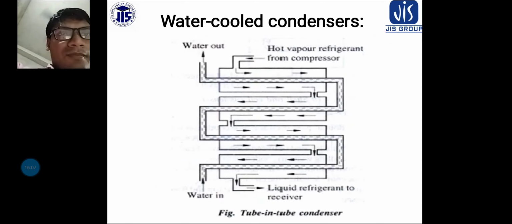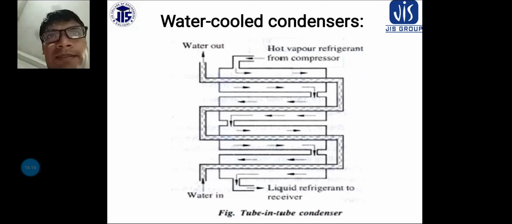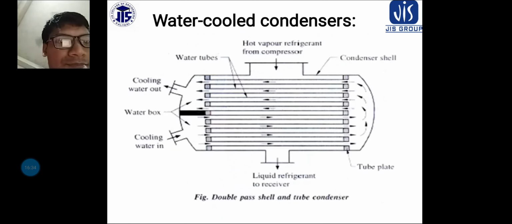So the water cooled condenser, this is a tube condenser. Okay, so let us discuss what the shell water cooled condenser is. Here the water is taken for condensing the refrigerant. Okay, let us discuss the shell and tube condenser. So this is the double pass shell and tube condenser.